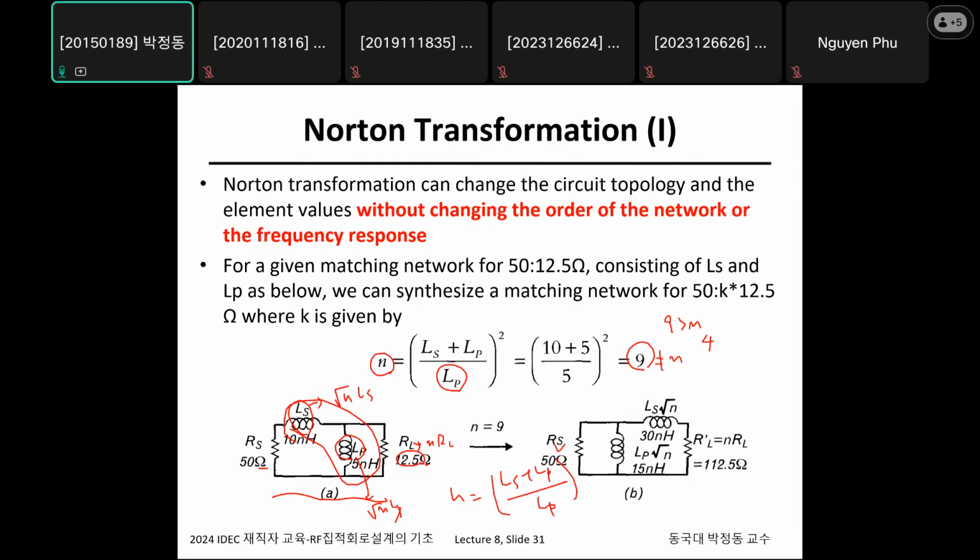LS하고 LP가 정해져 있으면 컨버터 하는 값이 정해져 있어요. n이 12.5면 12.5에서 딱 정해져 있어. 그냥 이것만 이렇게 바꾸면 9배로 딱 정해져 있단 말이에요. 그러면 어떻게 바꾸냐고. 예를 들어서 n이 12.5에서 곱하기 4배로 바꾸고 싶다고. 9배가 아니고 4배로 바꾸고 싶어. 혹은 3배로 바꾸고 싶어. 어떻게 하냐고.